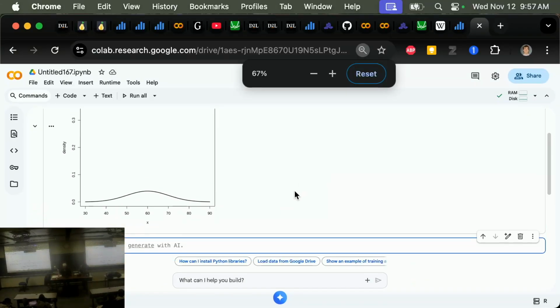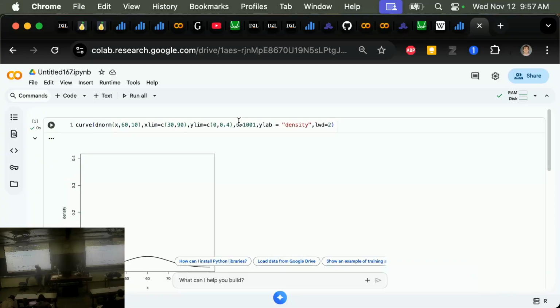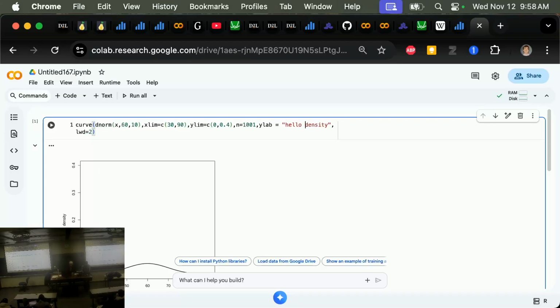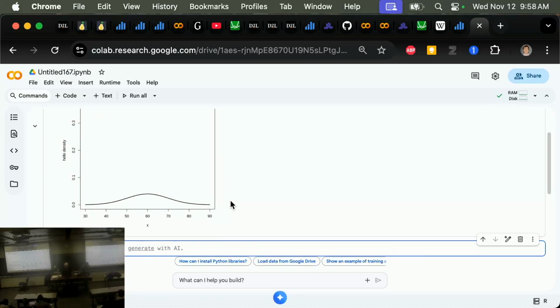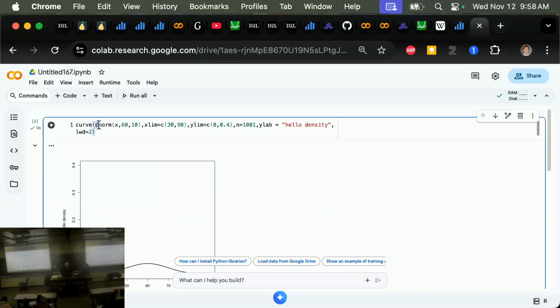Look at this. It drew some kind of curve. The curve is labeled with the word density. Why is it labeled with the word density? Please write in the word density. We could write, what could we write? Anything over here? Hello, density. And now it will say hello, density. So it'll just say whatever we want. But it does look like a nice bell curve. And it's using this dnorm function.